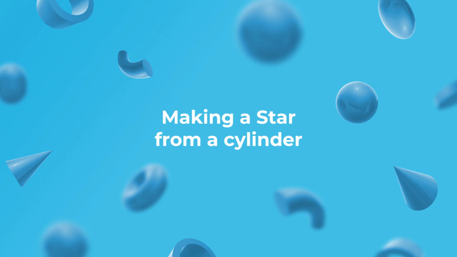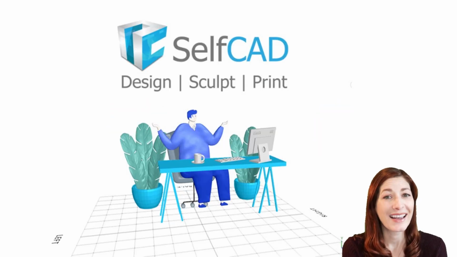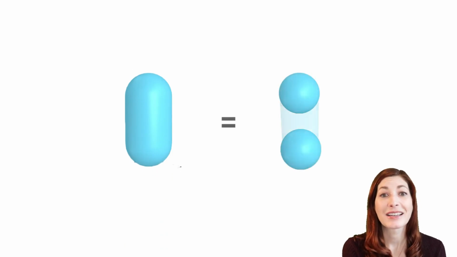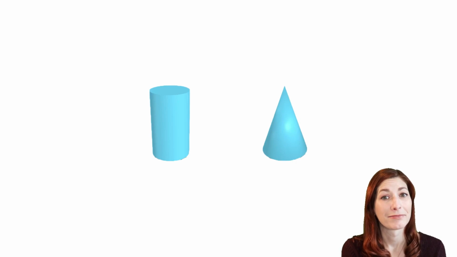Making a star from a cylinder. Among all of the primitives available in any software, primitives such as cube, sphere, or cylinder are without a doubt the most popular shapes. It's because many of the other objects in 3D either resemble them in some way or are a combination of a few of those shapes. One example would be a capsule being a combination of two spheres and a cylinder, or a cylinder being transformed into a cone by collapsing one of its polygons.